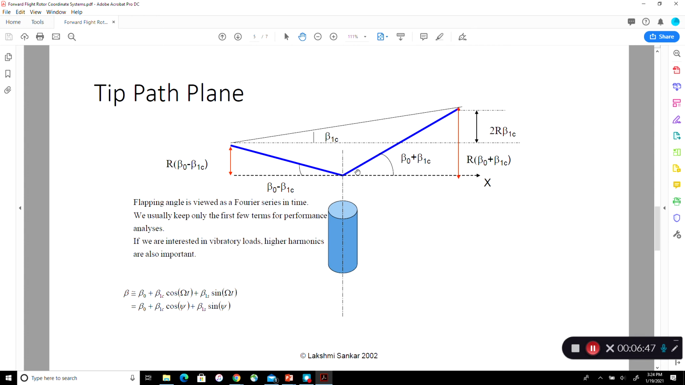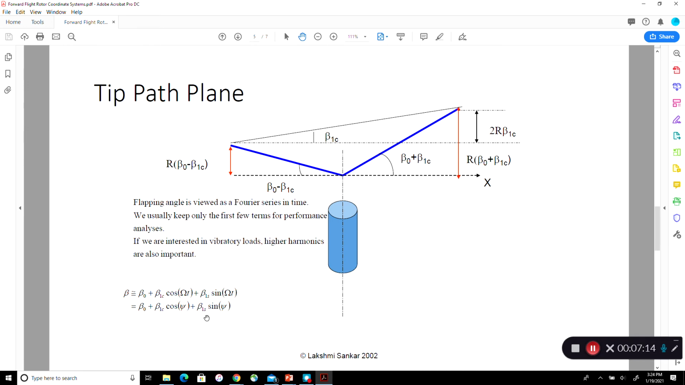Then the vertical height here would be r times sine of beta naught plus beta 1c. But for small angles, sine of theta is theta, the angle itself, as long as the angle is expressed in radians. Therefore, this vertical height is r times beta naught plus beta 1c, expressed in radians. By the way, we are only keeping the first harmonics.